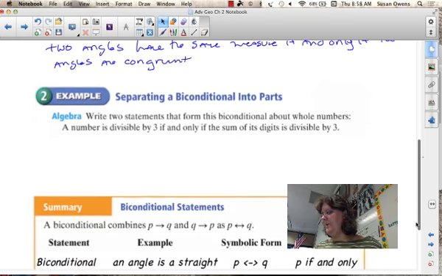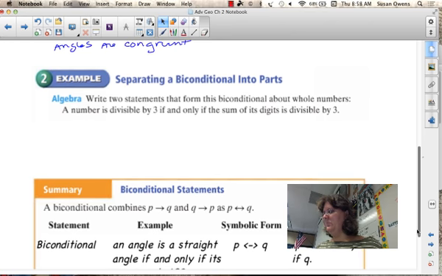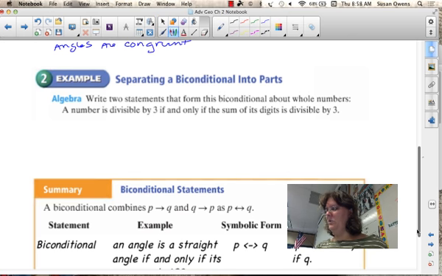So now they're going to give us a biconditional and they want us to separate it. Write two statements that form this biconditional statement about whole numbers. Okay, so actually we're not separating the hypothesis and conclusion, we're separating it into basically the conditional statement and the converse. A number is divisible by 3 if and only if the sum of its digits is divisible by 3. So the easiest thing to do is write it exactly the way it appears, put the "if" back in the beginning, put the "then" between them.